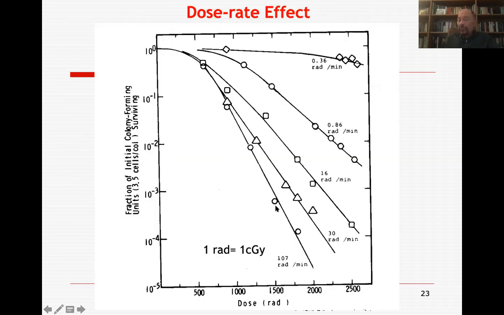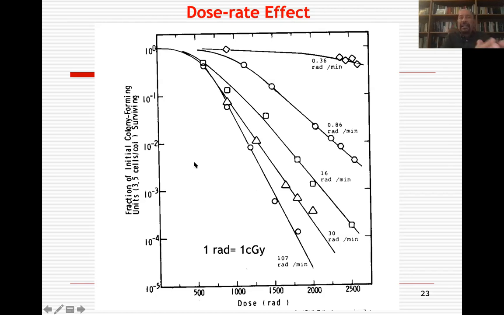And this is in fact how it looks. Now this is not fractionation, this is only changing the dose rate. So this is a survival curve at the conventional dose rate, 107 rad per minute, which means 1 gray per minute, effectively. Then you reduce the dose rate, and you see that the survival goes up, and, which is particularly interesting, the curvature is reduced. So the dose response curve has a tendency to become linear when you go to low dose rate. This is called the sparing effect.